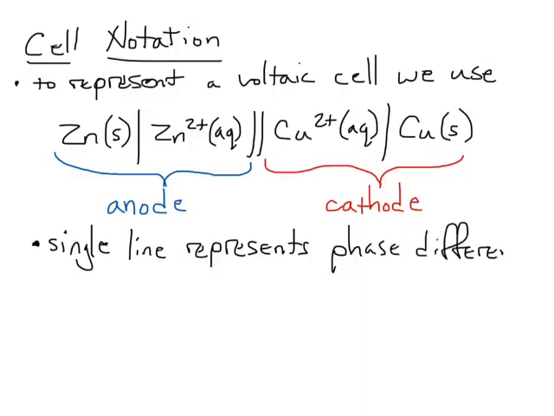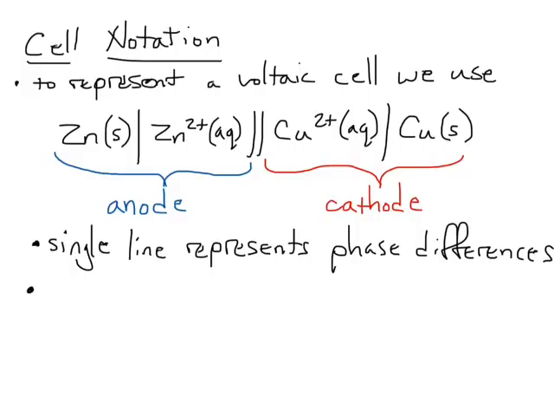So we have here our zinc solid in one phase, aqueous in another phase. Those represent our two different parts to our one single anode cell. And over here we have our aqueous copper ions versus our copper solid. Again, different phases in our reduction, our cathode cell. So, very important: separate each one of those pieces with a single vertical line.